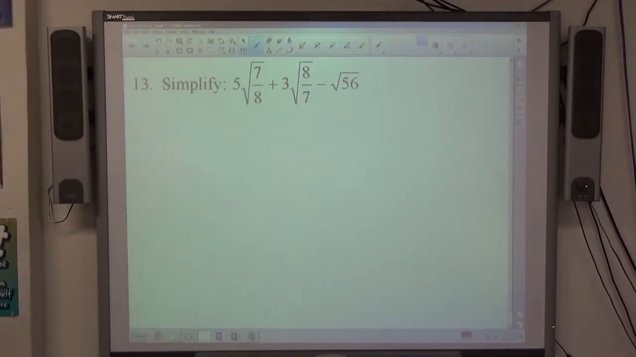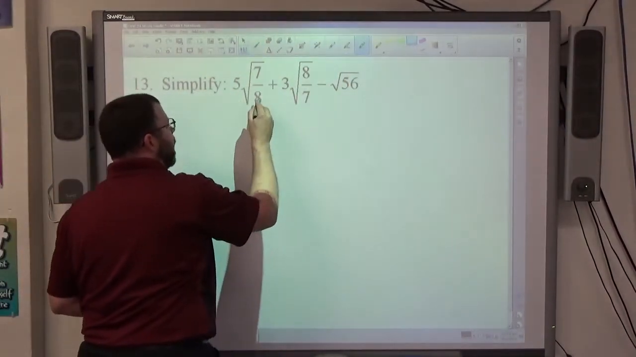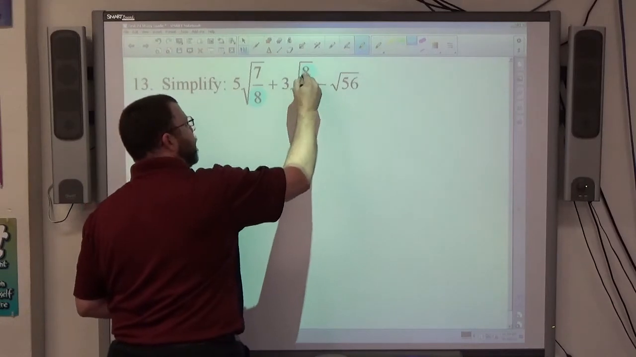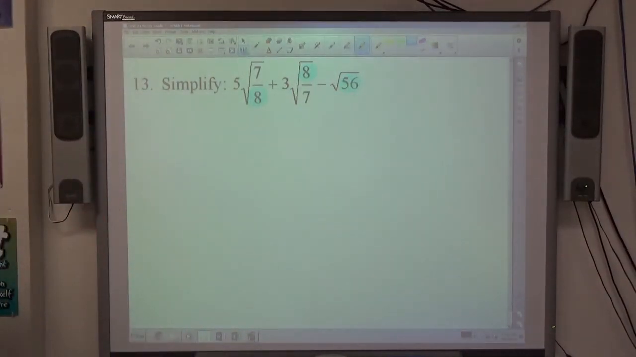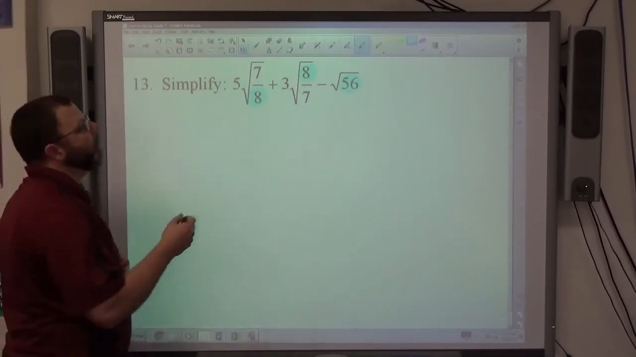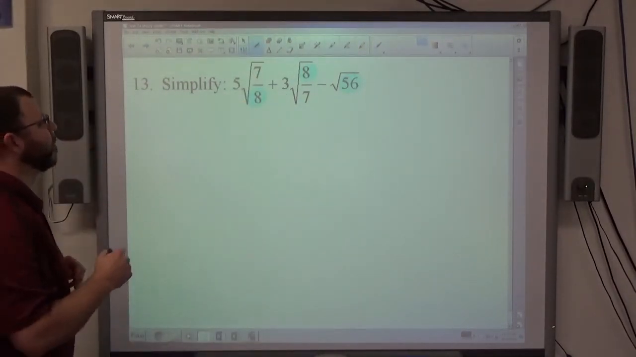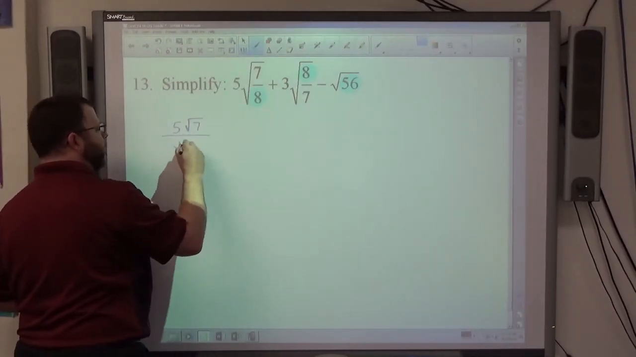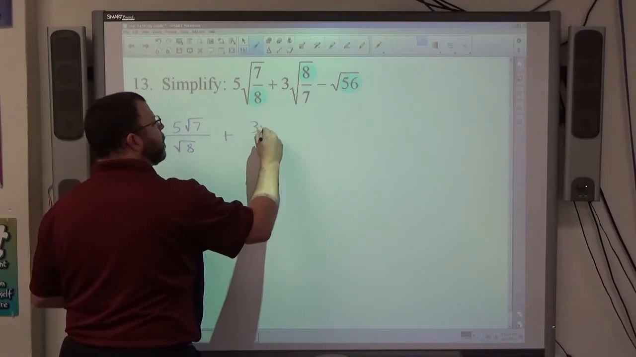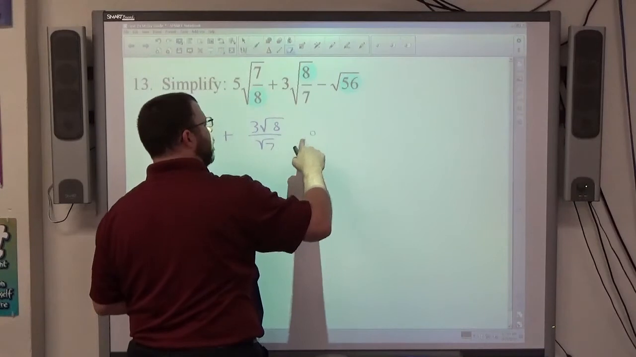Number 13. Some of you are still struggling with this. I don't know how else to put it, so I'm going to try my best. Recognize numbers that have simplifiable radicals. So 8 is a simplifiable radical, 56 is also. I want each of these things simplified as much as possible before you start worrying about radicals in the denominator. So this first thing becomes 5 times the square root of 7 over the square root of 8. This becomes 3 times the square root of 8 over the square root of 7. And this is a minus the square root of 56.